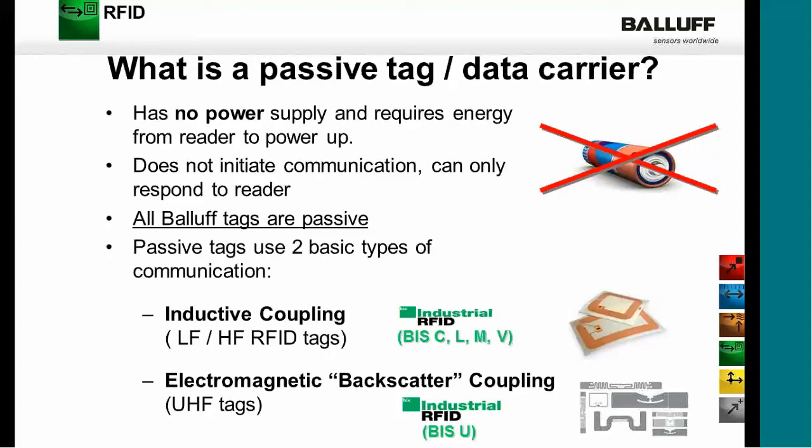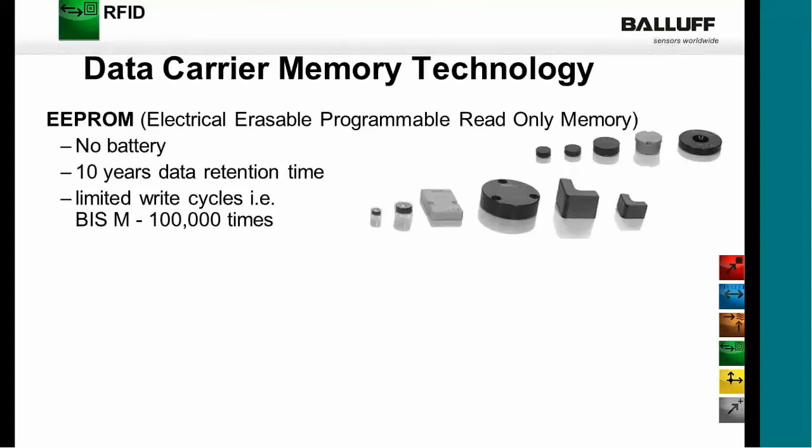So we have two basic types: the inductive coupling for our low frequency and high frequency tags, and there you can see the different families, the BIS C, BIS L, BIS M, and BIS V series tags. Underneath that would be our UHF tags, or the electromagnetic backscatter coupling technology, and that's referred to as the BIS U family.